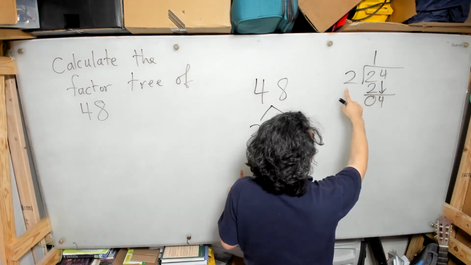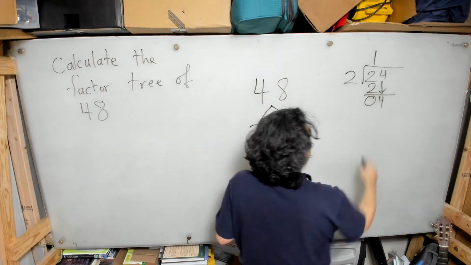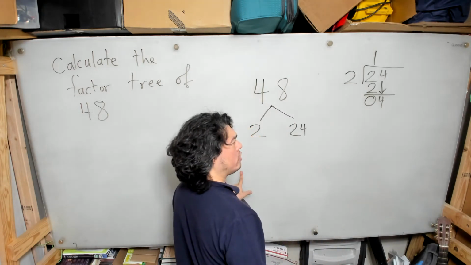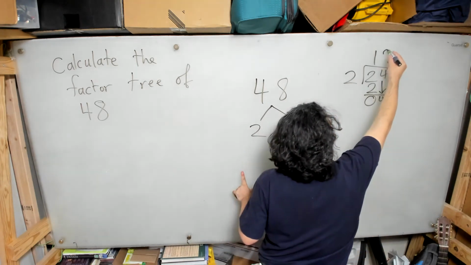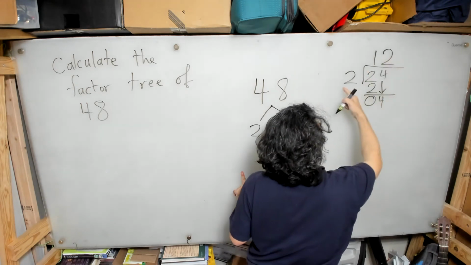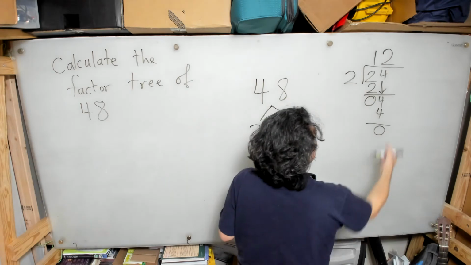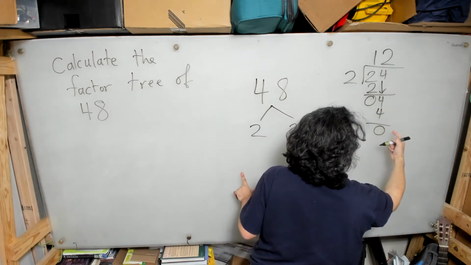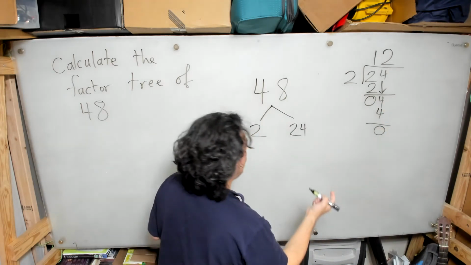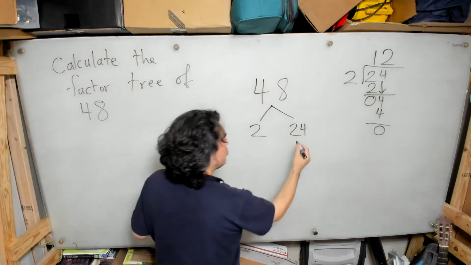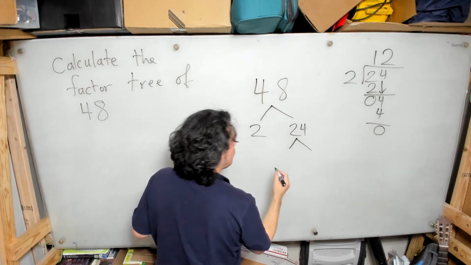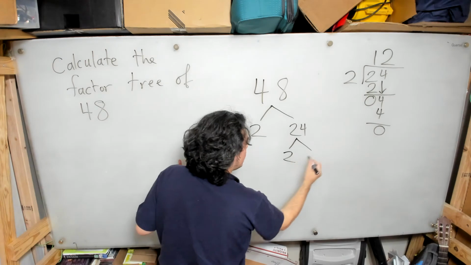Now I ask myself, how many times does 2 go into 4? I know that 2 times 2 is 4, so therefore I put my 2 here. And I ask myself, what is 2 times 2? It's 4. What is 4 minus 4? 0. I can see there's no digit for me to bring down. And so that's the end of this division process. And so I can see here that I can break up 24 into 2 times 12.